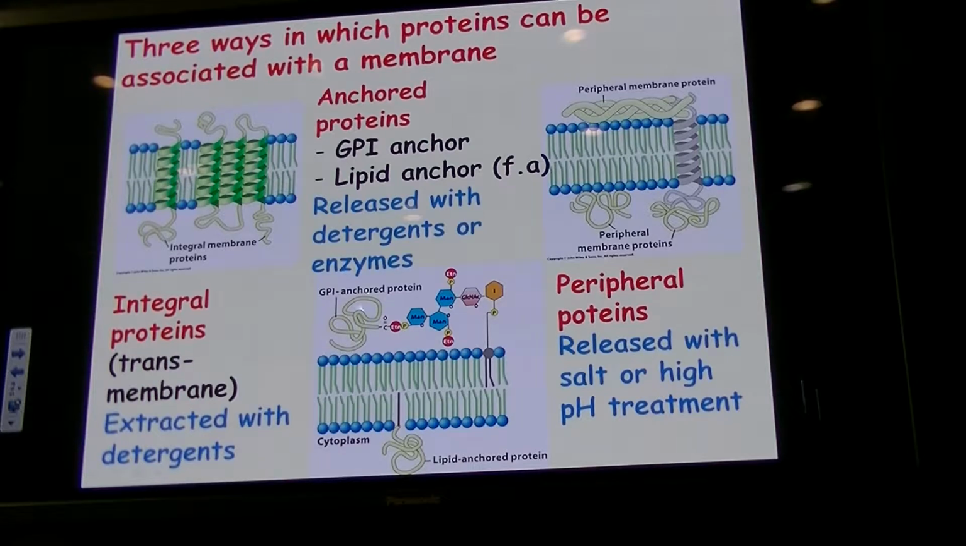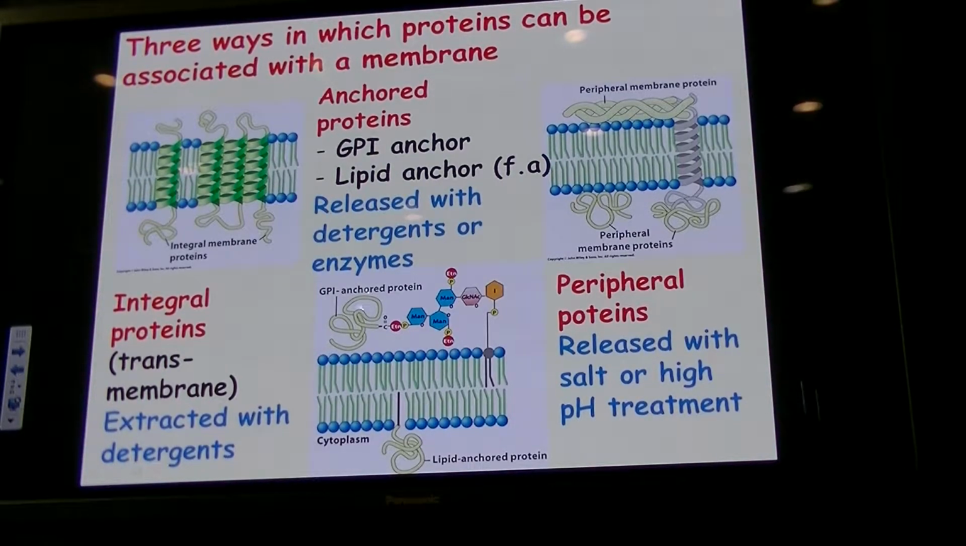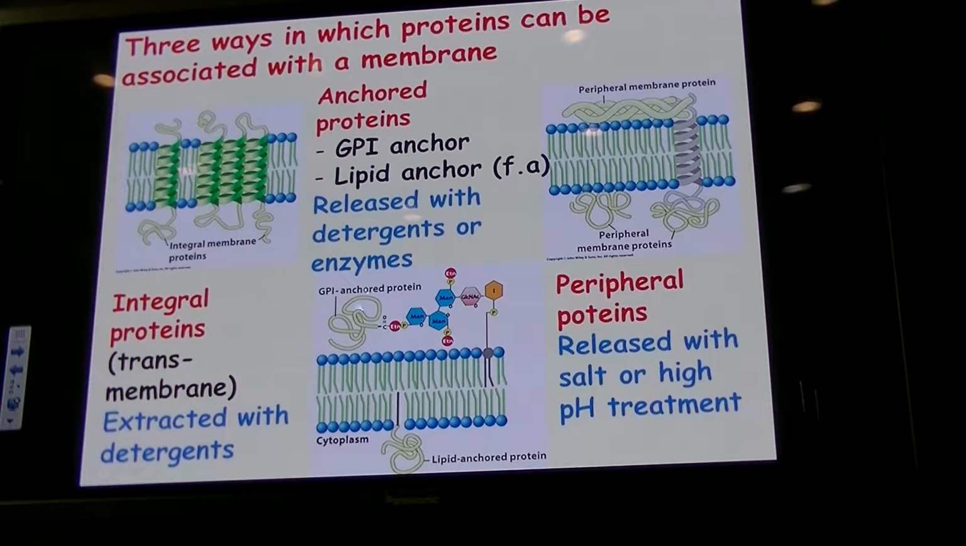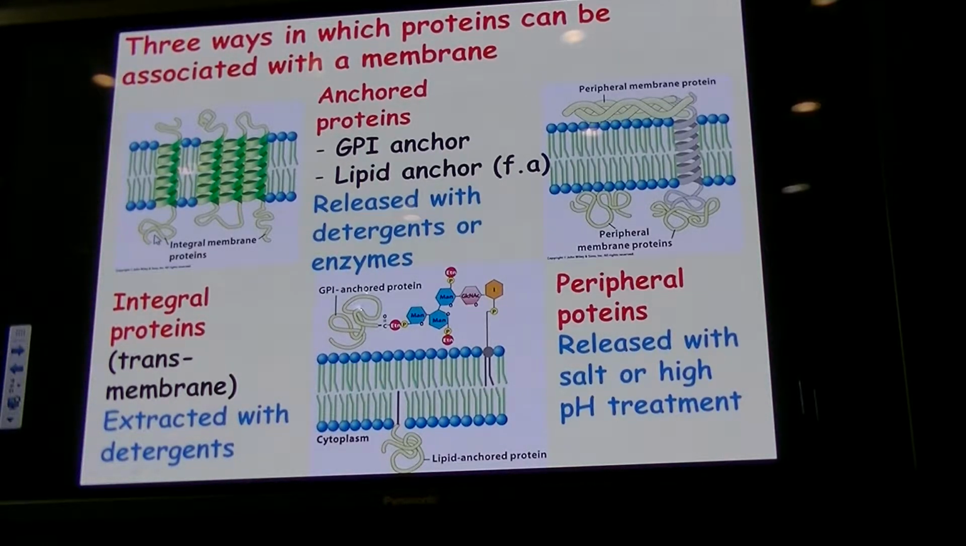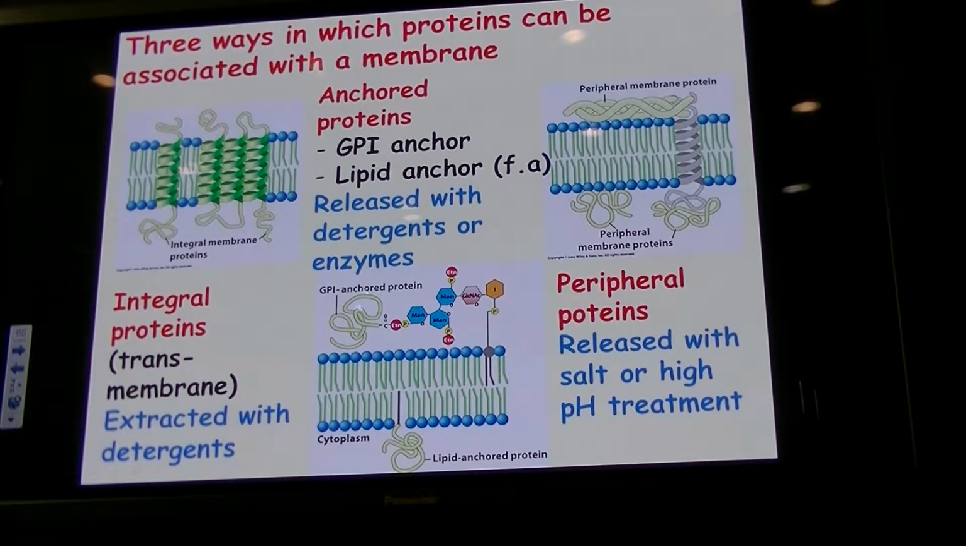Alright, now let's look at the proteins. There are three ways in which proteins can be incorporated in the membrane system. First we have integral proteins depicted here. This just depicts two ways in which integral proteins can be integrated in the membrane. So integral proteins have part of the polypeptide sticking out on both ends, and they go across the hydrophobic layer.